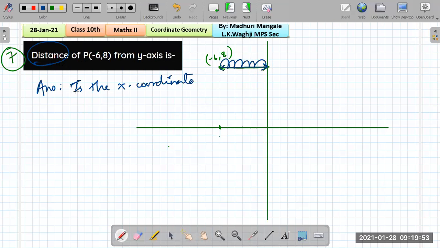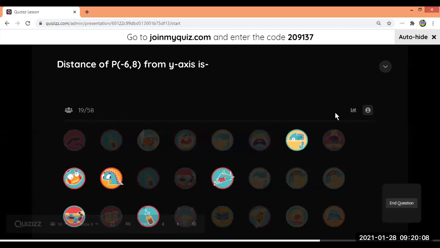Otherwise, the standard version is the x coordinate is the distance of any point from the y-axis, provided it should be positive. So just change the sign to positive. That is your answer. Okay, students, let us see how many of you have submitted the answers. Quickly submit your answers. For any point, the distance from the y-axis is the x coordinate, and always give the answer in positive form.